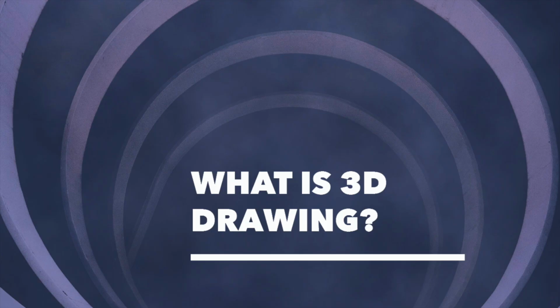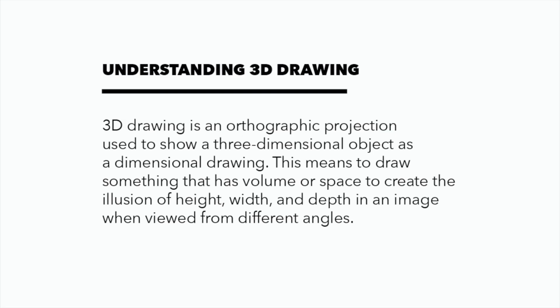Let's begin by first understanding what 3D drawing is. 3D drawing is an orthographic projection used to show a three-dimensional object as a dimensional drawing. This means to draw something that has volume or space to create the illusion of height, width, and depth in an image when viewed from different angles.